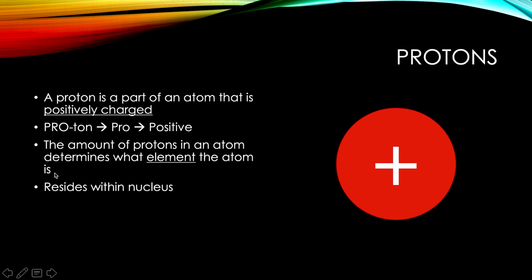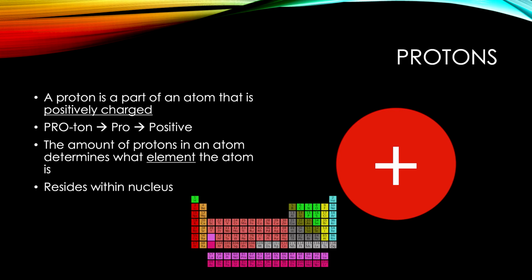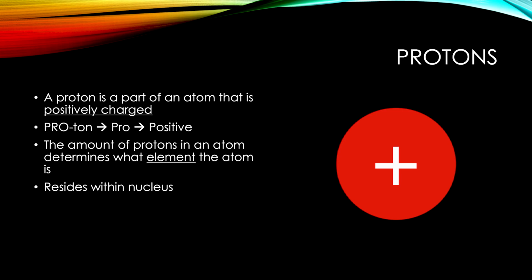So how I remember they're positively charged: proton, pros and cons. Pros are usually the positives. And the amount of protons in an atom determines what element the atom is. I'm sure everybody here has heard of the periodic table. The amount of protons in the atom determines what box on the periodic table it is. If something has a different amount of protons, it will be a different element than something that has less or more. And protons reside in the nucleus.